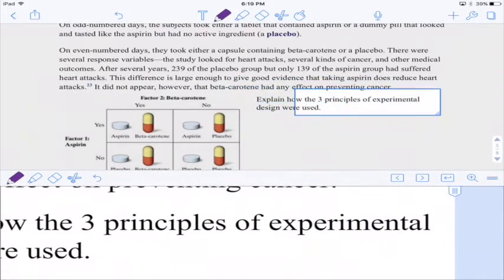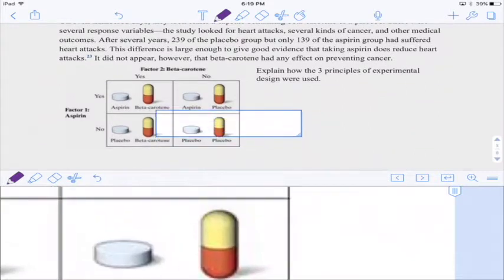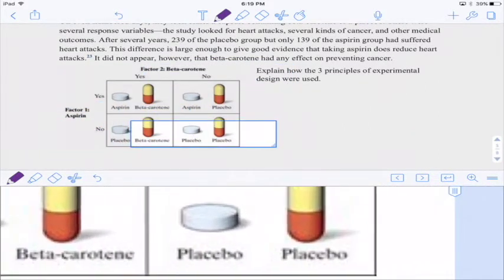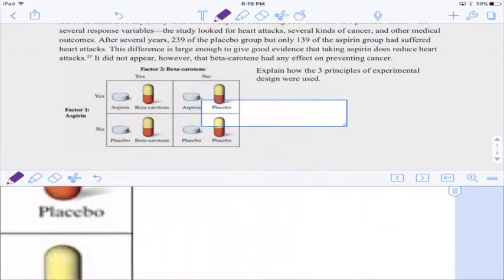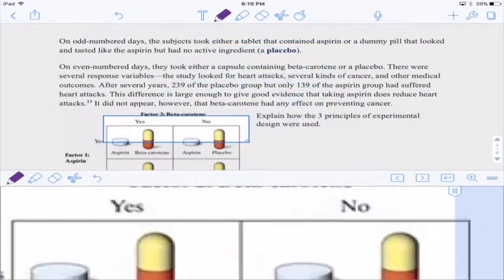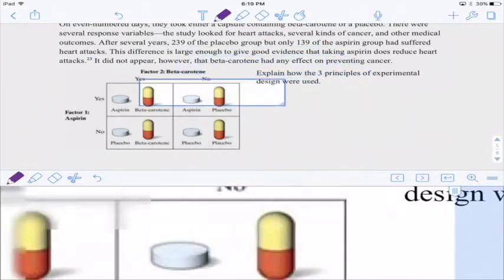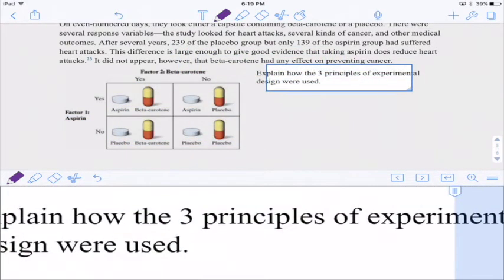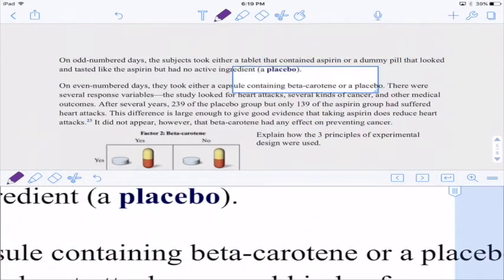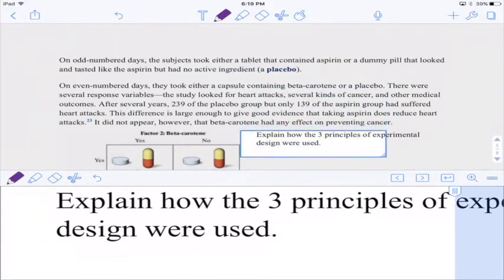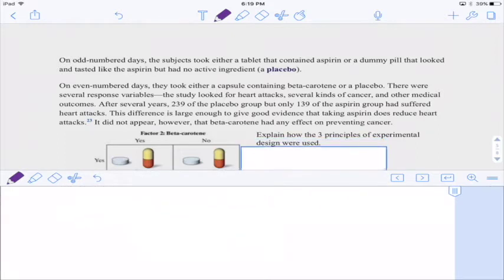Explain how the 3 principles of experimental design were used. We have our control group. We had controls with both beta-carotene and aspirin, those placebos, so we could compare. We had random assignment. We randomly assigned them to either take beta-carotene or aspirin. They looked at those 4 treatment groups, this 1, 2, 3, and 4, and they had replication. There were 21,000 people in this study. So that's plenty of experimental units, or subjects in this case because they're people, that we can trust the results.